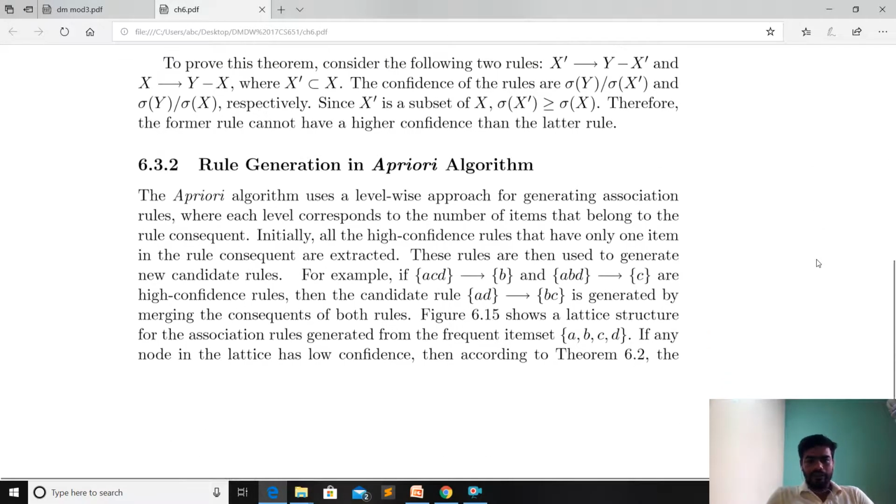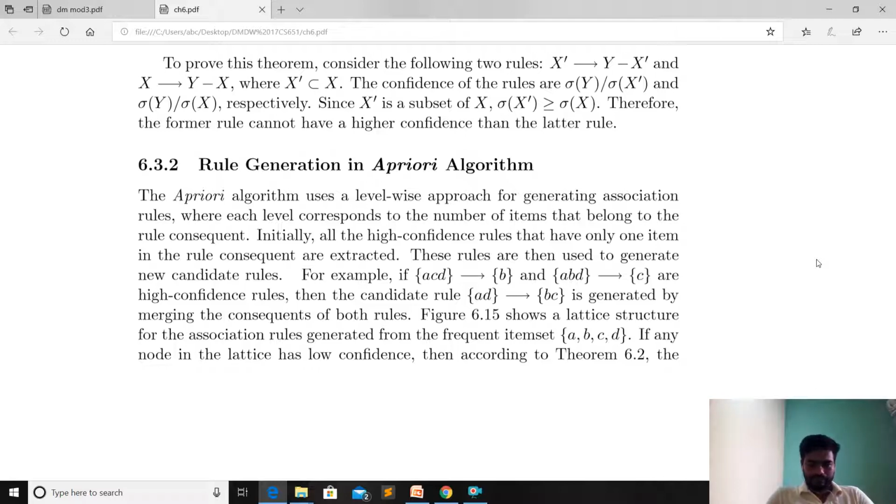So, now rule generation in the Apriori algorithm. As you know, the Apriori algorithm uses a level-wise approach for generating association rules, where each level corresponds to the number of items that belong to the rule consequent. Initially, all high confidence rules that have only one item as the rule consequent are extracted. These rules are then used to generate new candidate rules. For example, if ACD → B and ABD → C are high confidence rules, then the candidate rule AD → BC is generated by merging the consequents of both the rules.